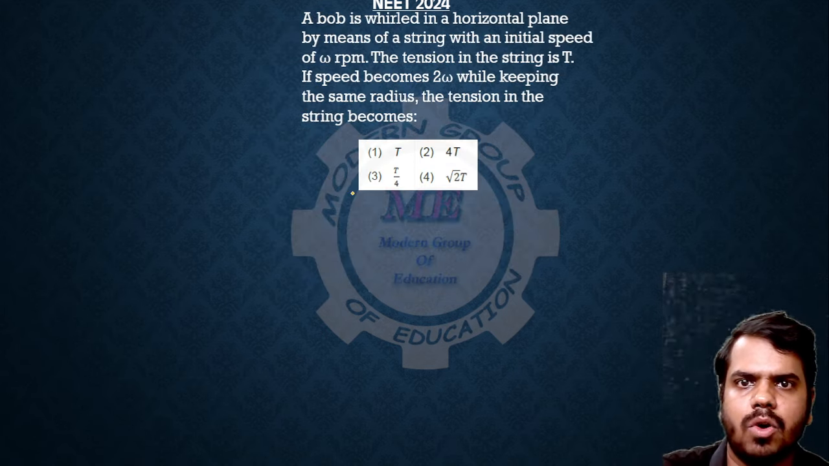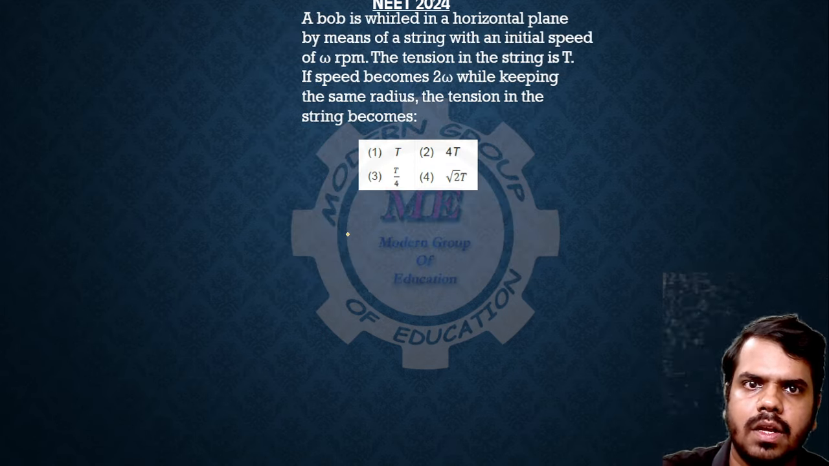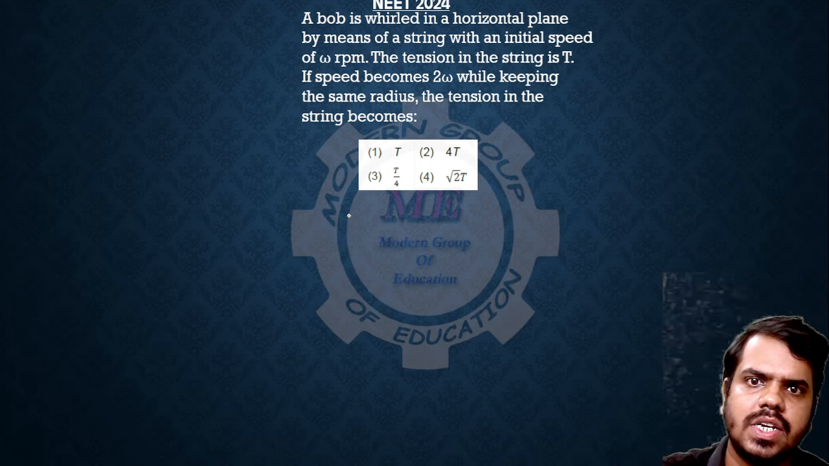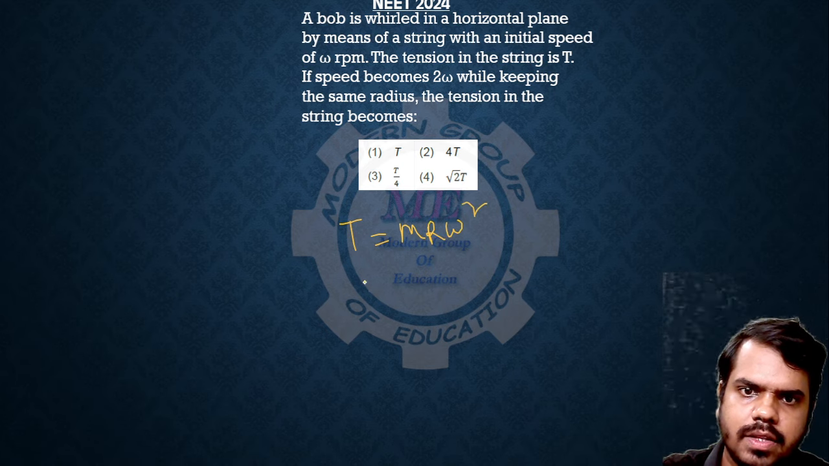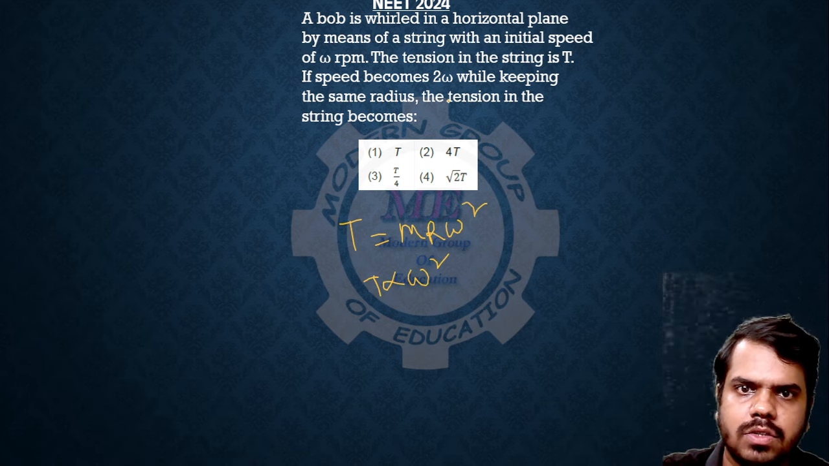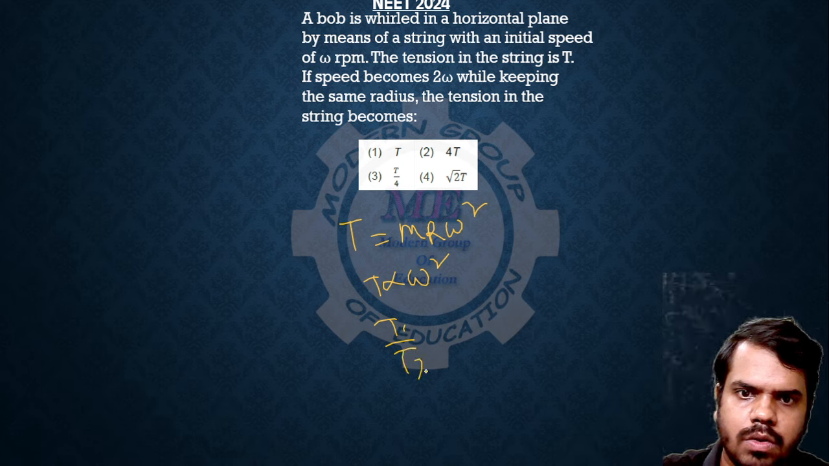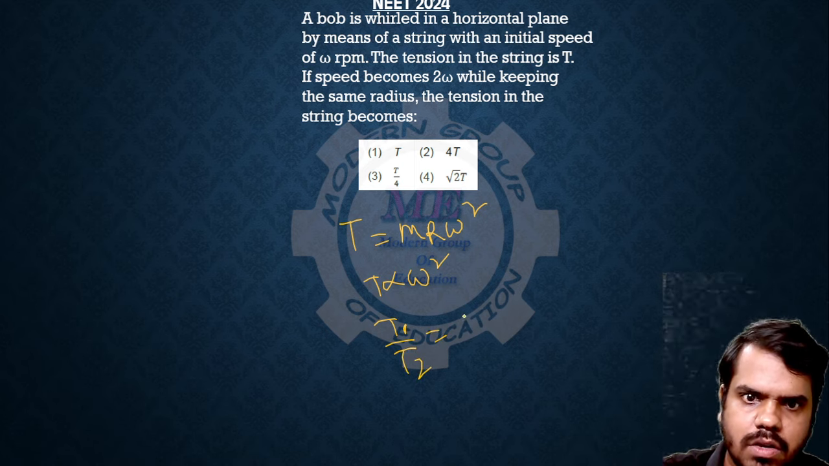Okay, a bob which is whirled in a horizontal plane by means of a string with an initial speed of omega rpm, the tension in the string is T. So if you know from the circular motion, the tension is the centripetal force, so it is m into r into omega square. That means T is proportional to omega square. So T1 by T2. Many times I solved this type of question in your notebook.